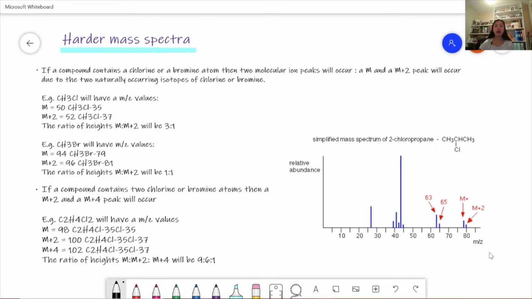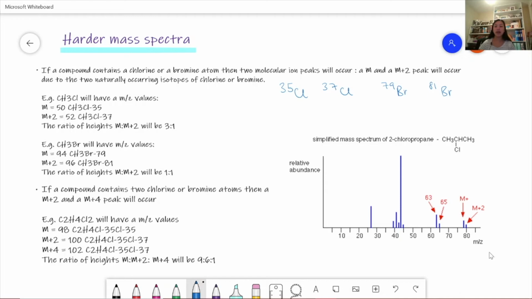Now we're going to talk about harder mass spectra. If a compound contains a chlorine or bromine atom, then two molecular ion peaks will occur, an M and an M+2 peak. This is due to the two naturally occurring isotopes of chlorine and bromine. Chlorine can exist as chlorine-35 or chlorine-37, and bromine can occur as 79 or 81. And so we get different peaks because of the different isotopes.